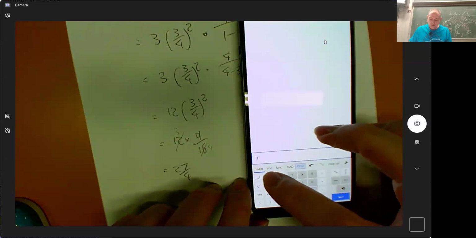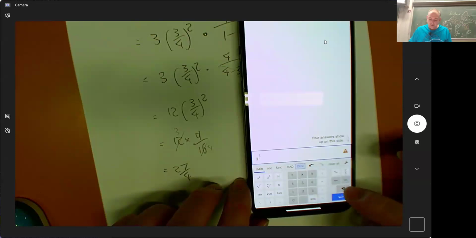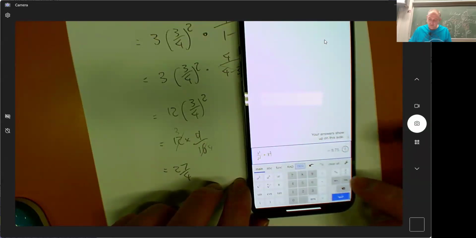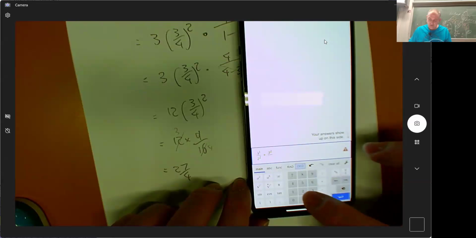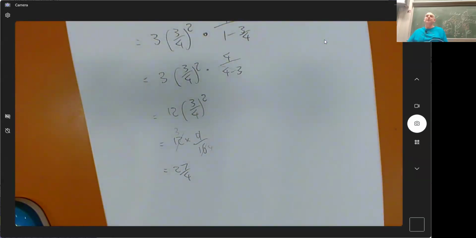So 3 to the power of 1 divided by 2 to the power of 2 plus 3 to the power of 2 divided by 2 to the power of 4. Now it's going to take me forever. Anyway, you could actually just do a whole lot of them and see that it comes close.